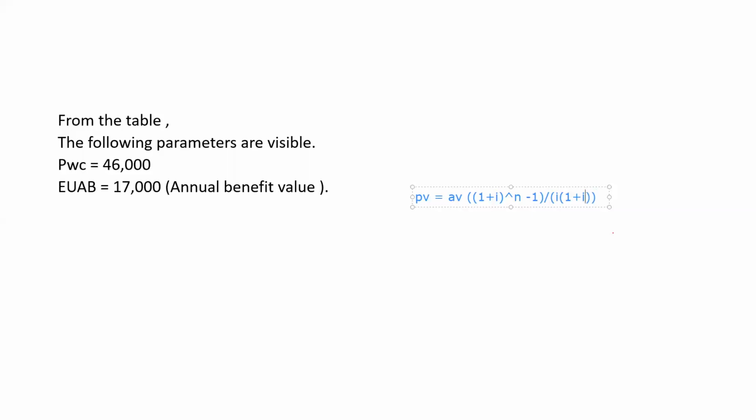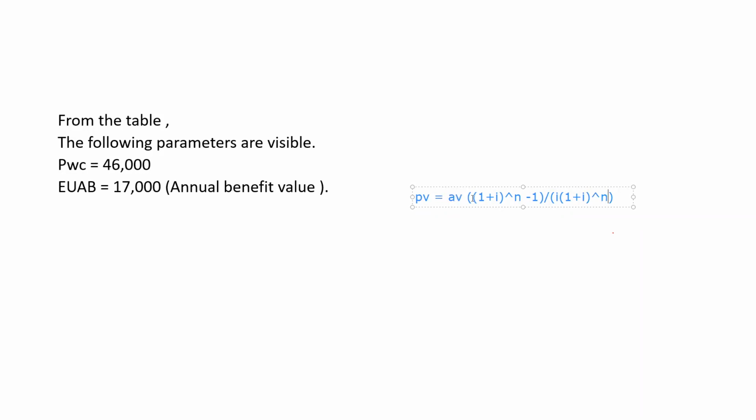So 1 plus i, all to the power n. So this is the formula. You want to convert your annual value back to present value. So this is the formula you are going to use.